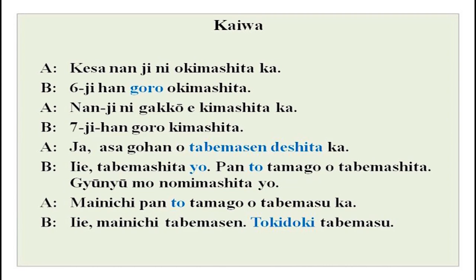So, how much did you understand from this? We have done quite a few things over here. Almost all the verb forms over here have been covered. Well, there are a few new words like goro, yo. Yo is a particle, to is a particle, and tokidoki, another new word, which we will do in this lesson here.